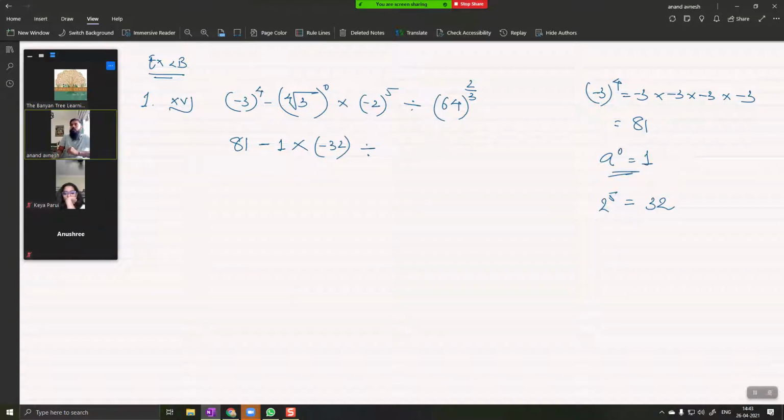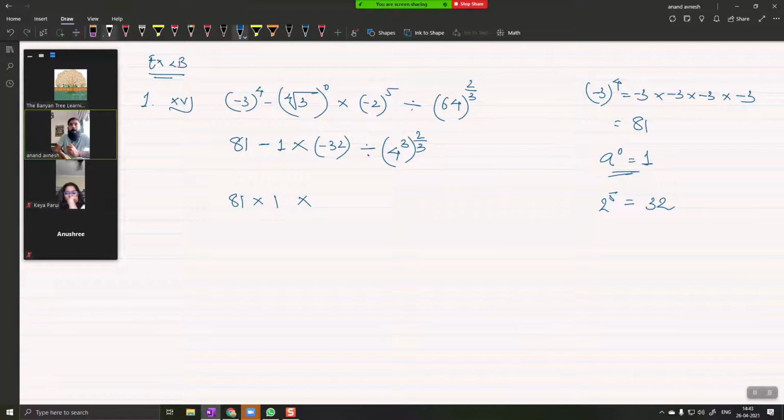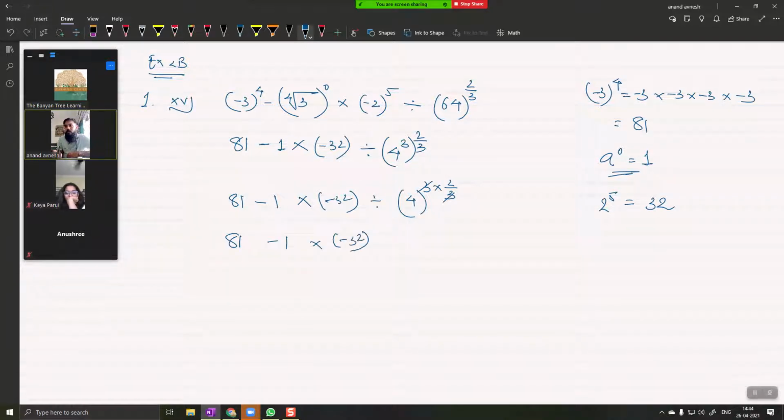Divided by 64 raised to 2/3. I just showed Anushree one question in which there was 64 and the power was 2/3. So I told that you have to write this 64 as a number whose power is 3. So 3 or multiple of 3 will do. So 4 raised to 3, 4 cube is 64, the whole raised to 2/3. So 81 minus 1 times minus 32 divided by 4 raised to 3 times 2/3, because if you have multiple power raised to a same base, the power can get multiplied, 3 will get cut.